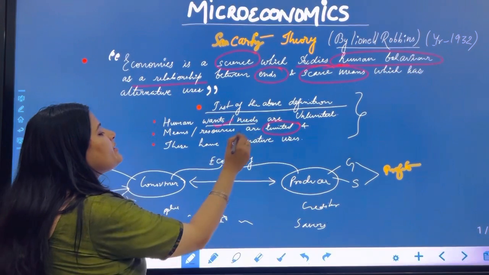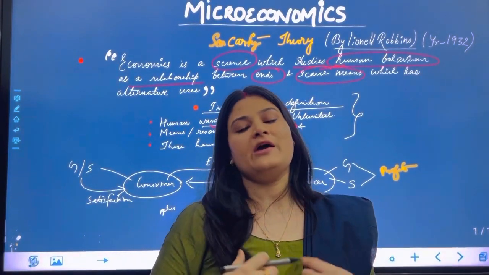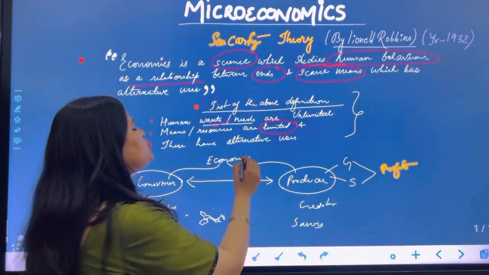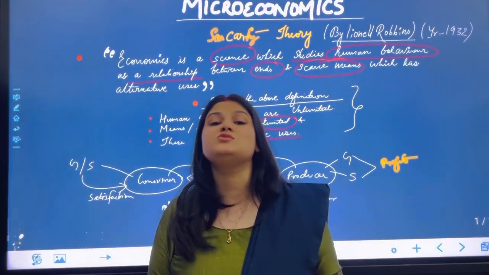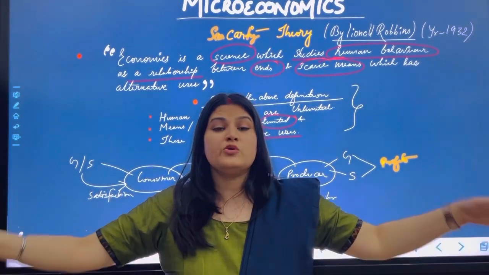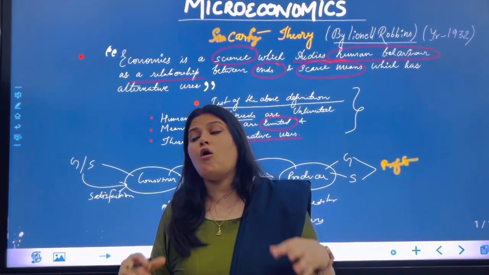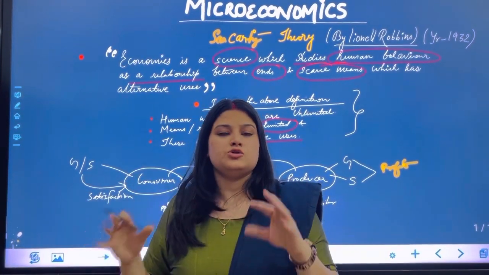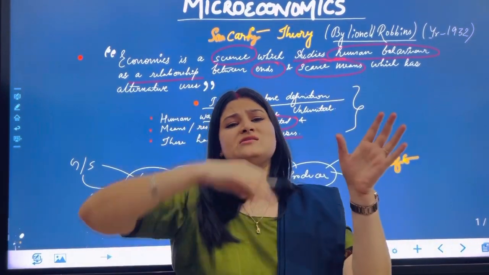One more important feature of these resources: what are resources? Resources are something which satisfy our need or want, which fulfill our need or want. And one important feature of resources is that they have alternative uses. Alternative uses means what? One thing can be put to many uses. You can utilize it in many ways. For example, milk or water can be used in so many different ways.